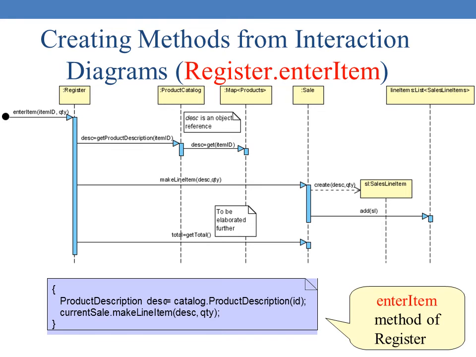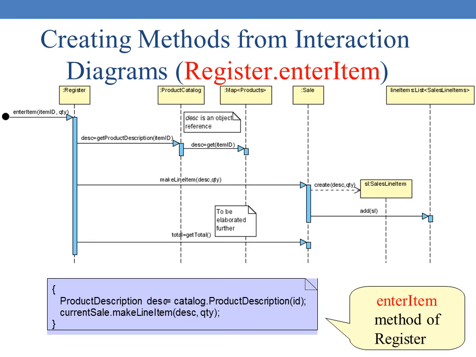So, creating methods from interaction diagrams. For example, register: enter the item, item ID and the quantity. The description of the particular item and the ID are looked up in the product catalog. After that, get the item ID in that map of products. Then the registrar makes a line item for that particular product to the sale, creating the description of that product and the quantity in the sales line item. After that, the line item is added to the items. Then get the subtotal of the total line items.